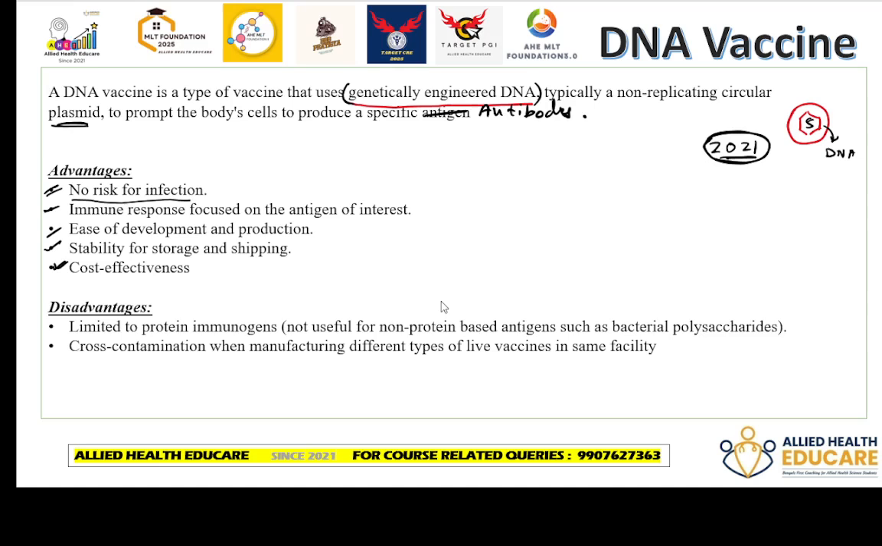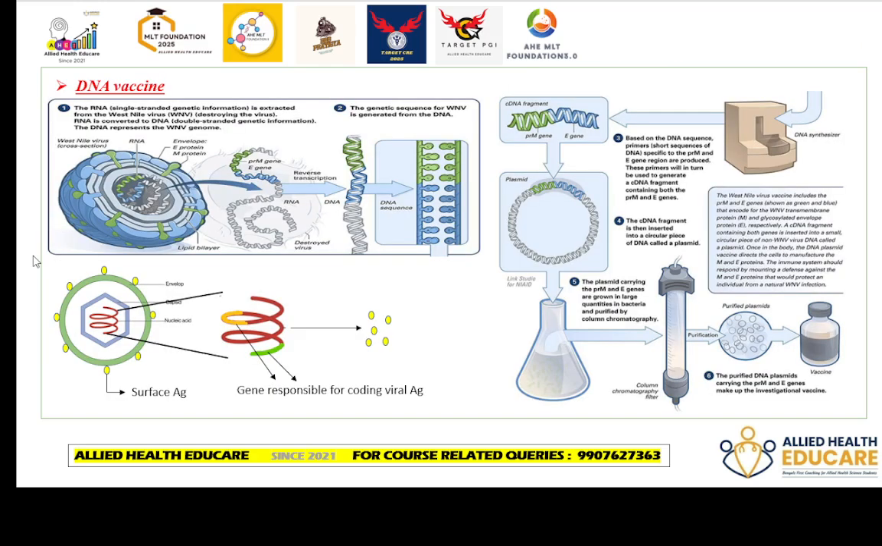But there are some limitations. Why so? I am going to discuss that in the next slide. And there is a possibility of cross contamination when manufacturing different types of live vaccine in the same facility. So there are two disadvantages. But in recent years there are lots of controversies about DNA vaccination, that it is not effective and so on. So we are now going to discuss how the DNA vaccine is made.